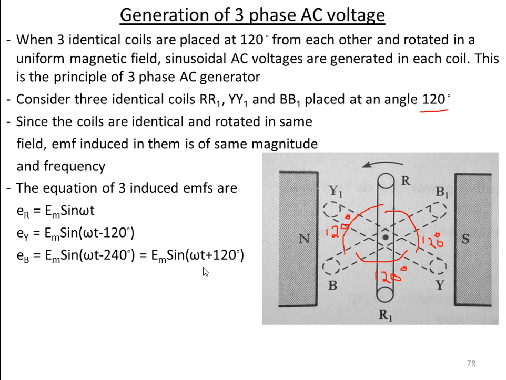If it is EM sin omega t plus 120 degree, that means plus, you have to go in counterclockwise direction. Now, if you are looking to B phase, you can move in counterclockwise direction at 120 degree. Therefore, EB you can write as EM sin omega t plus 120 degree, provided R phase is the reference. Similarly, in the case of Y phase, you have to move in the clockwise direction. So, you can write it as EM sin omega t minus 120 degree.